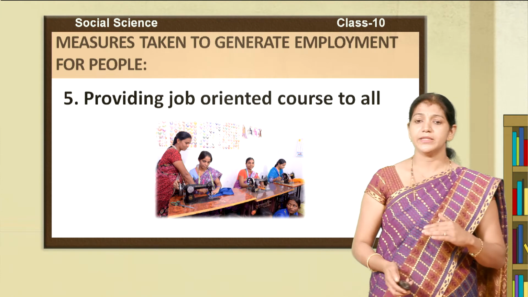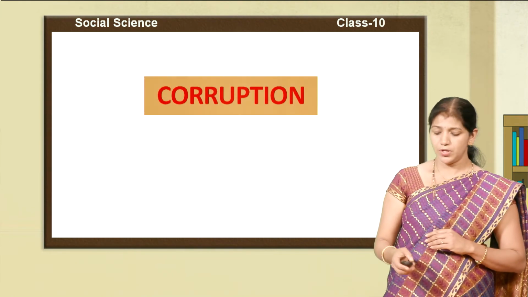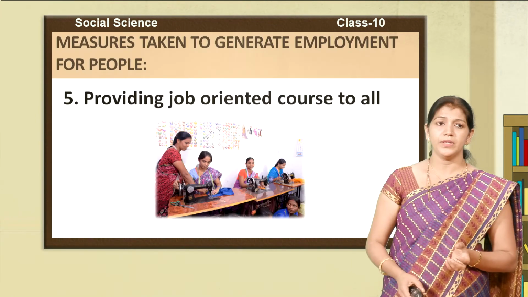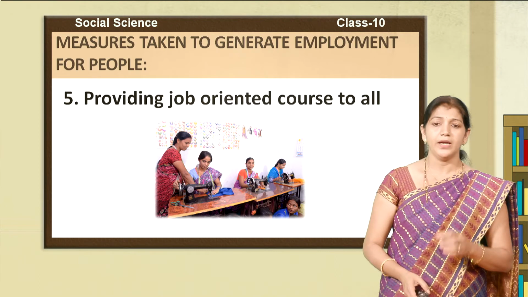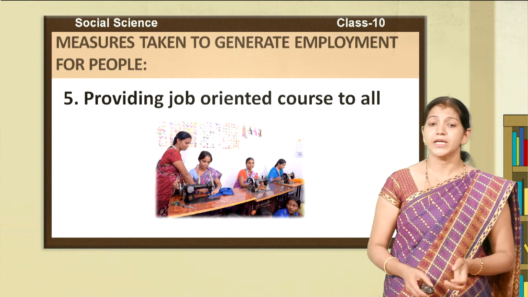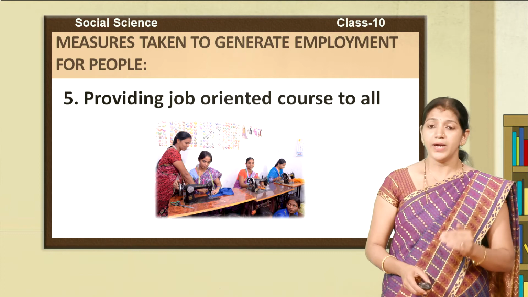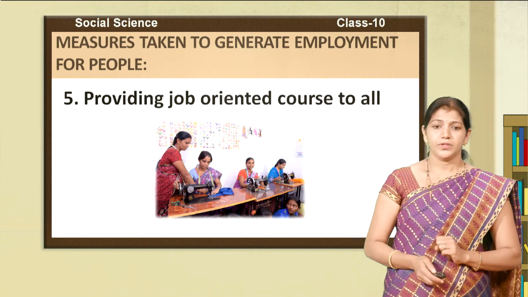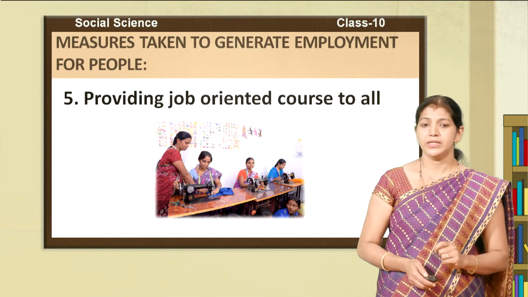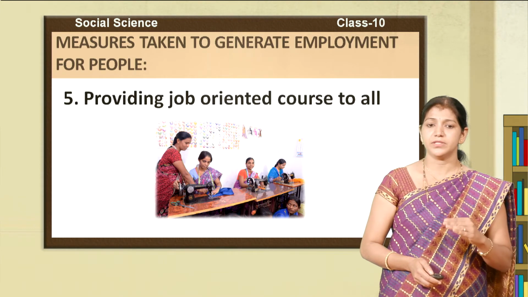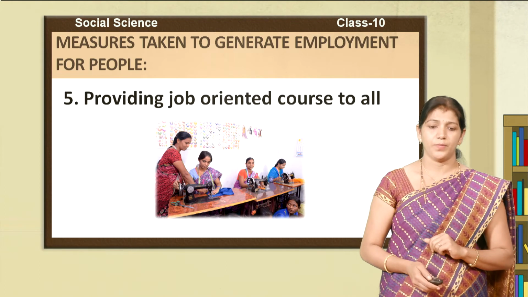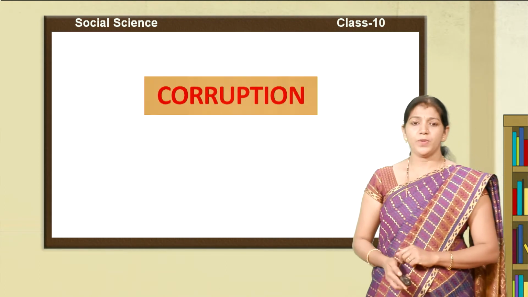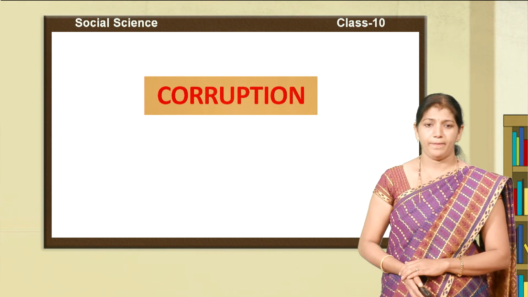So these are the major problems of India, that is unemployment: what is the meaning of unemployment, and what measures are taken by the government to avoid unemployment and provide guaranteed employment for people. Students, I hope you understood the first problem of India, unemployment. The next problem of India is corruption.